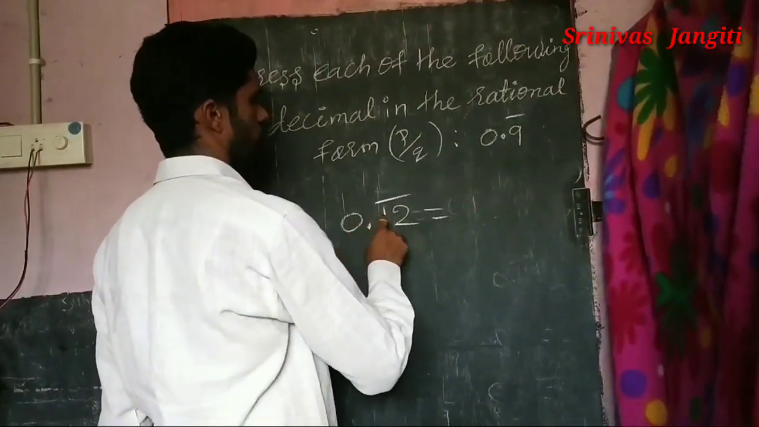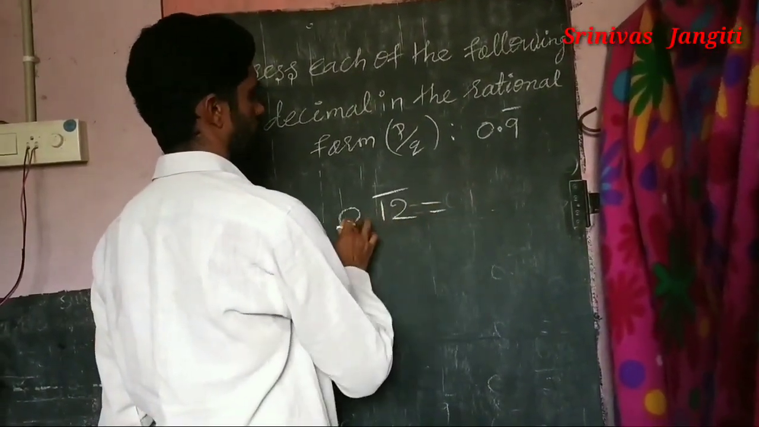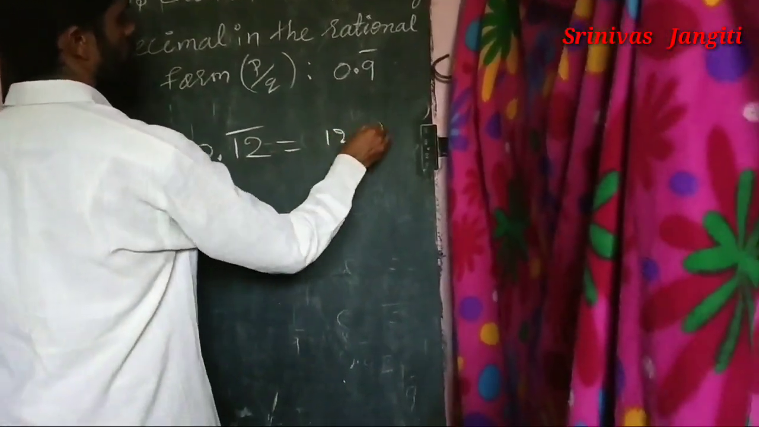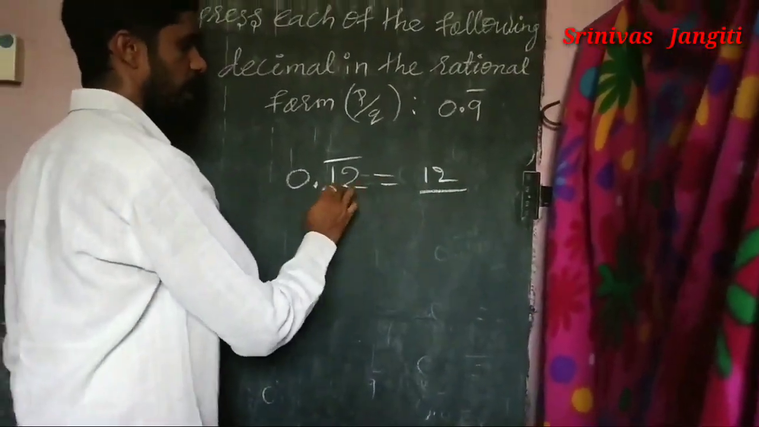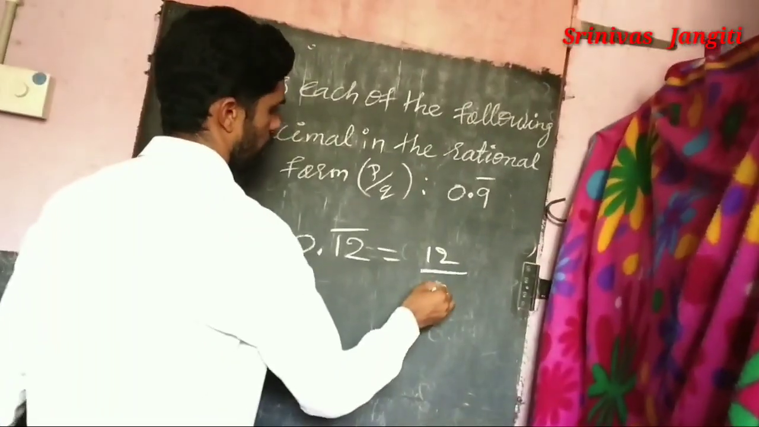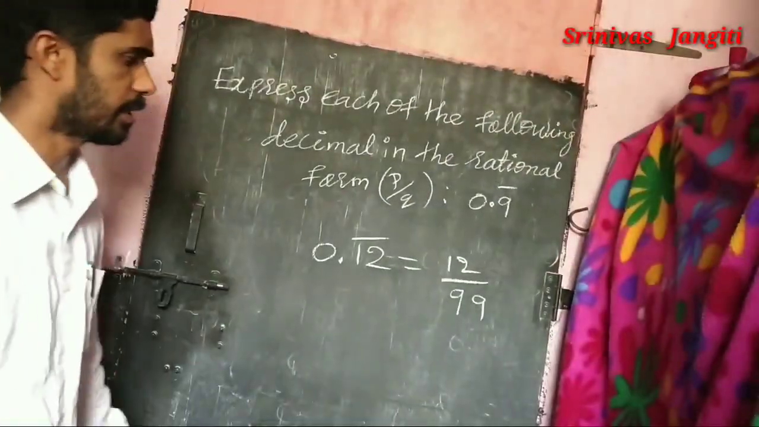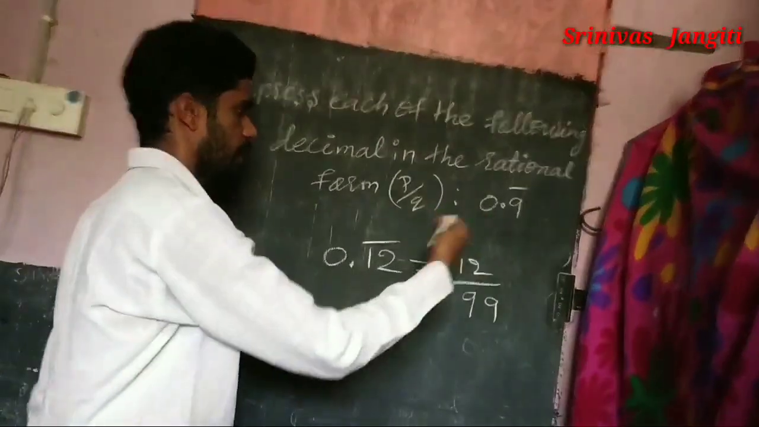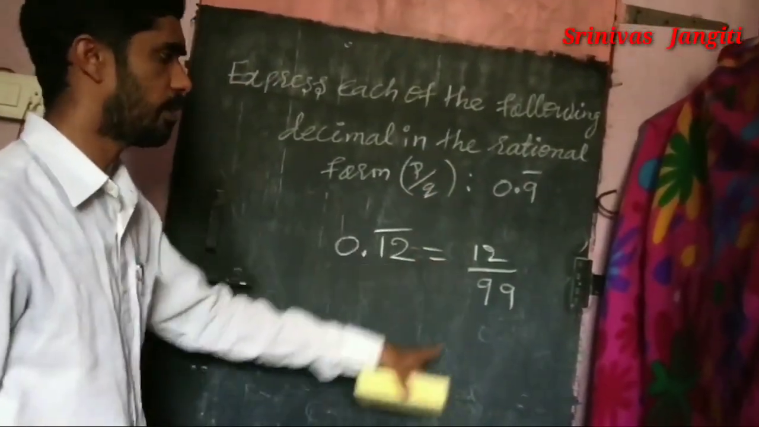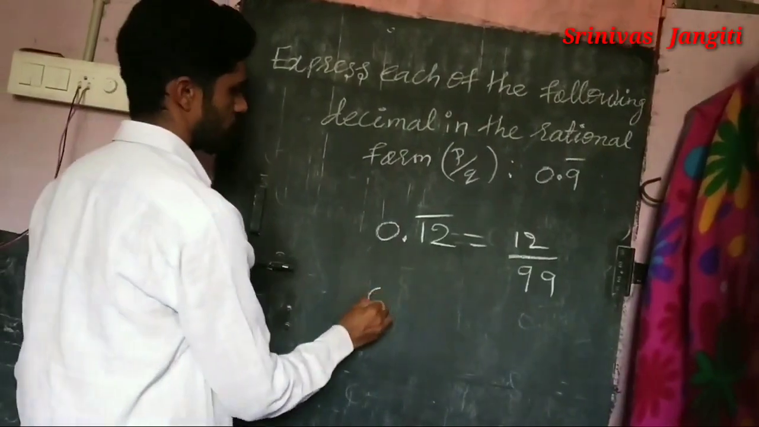0.1 2 bar. What is that? It is 12 only that will come. Why? Because 0.1 2 bar means 12 only. 12 by how many digits have the bar? 2 digits have the bar. That's why how many nines should you write down? 2 nines. 12 by 99. If you want the simplest or lowest form, you do the cancellations, but you are asking only for the P by Q form. Now it's enough.